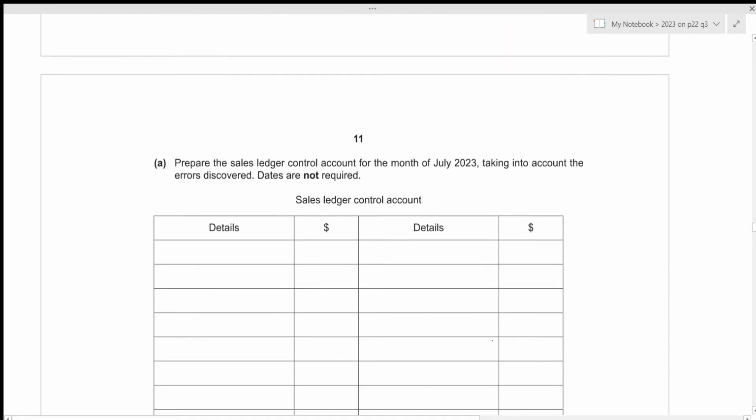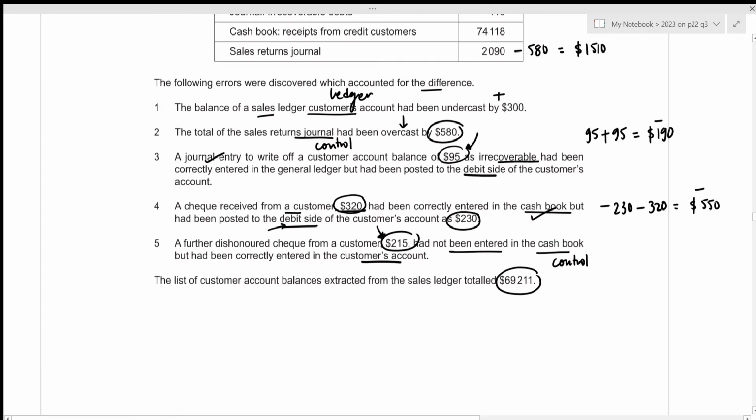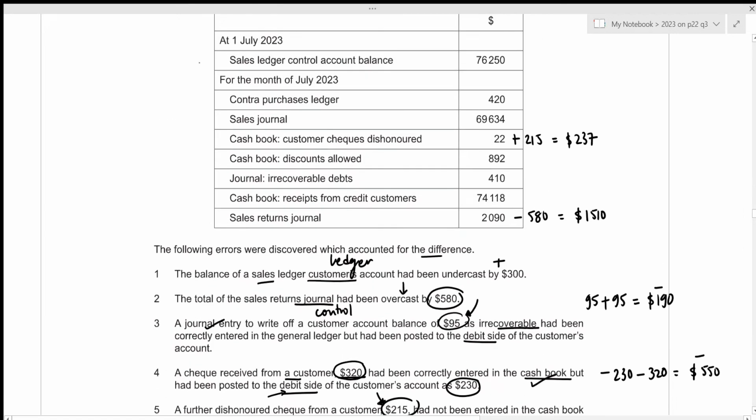Okay. For the first part, we need to prepare the sales ledger control account for the month of July 2023, taking into account the errors discovered. We have already corrected the errors within the balances that we will enter within our sales ledger control account. Let's start with the opening balance of 76,250.